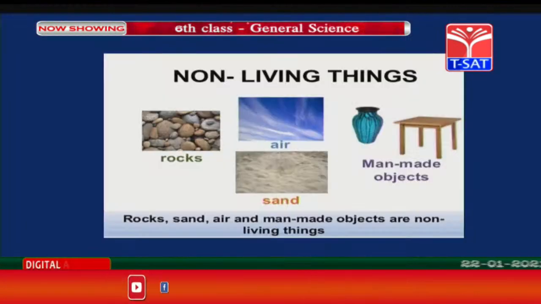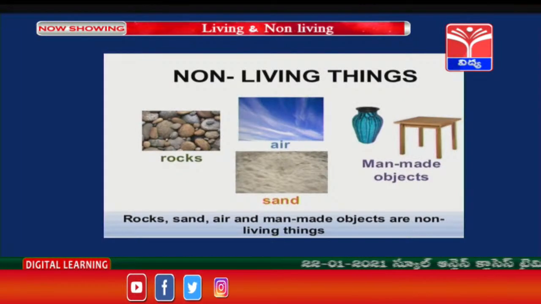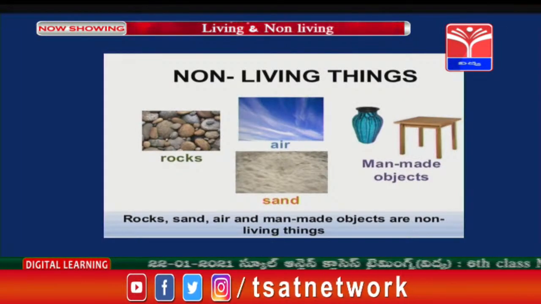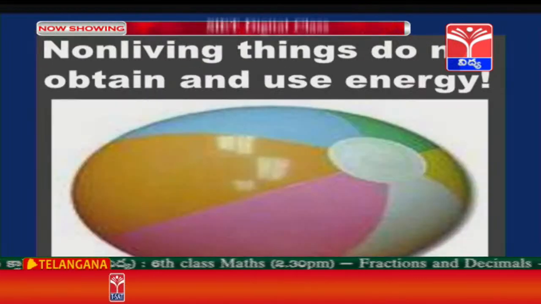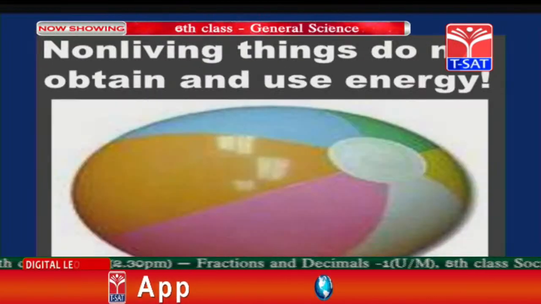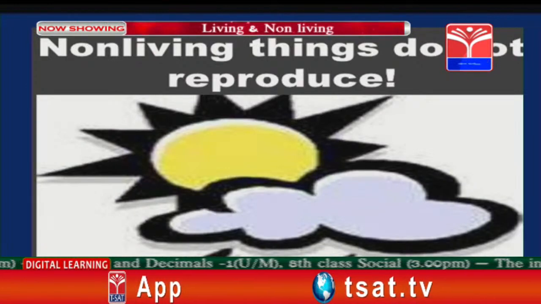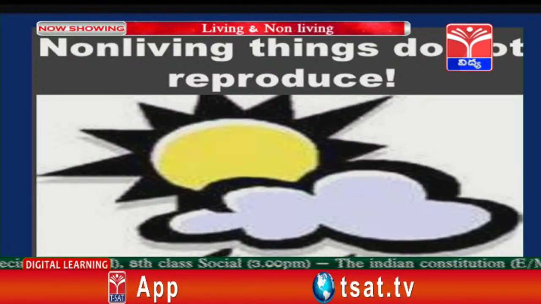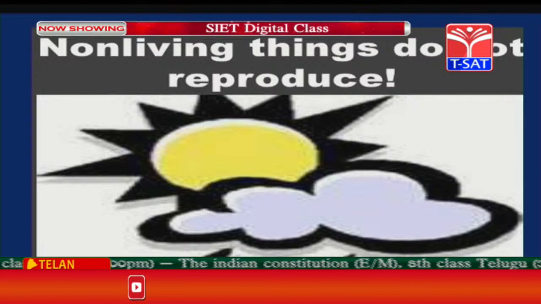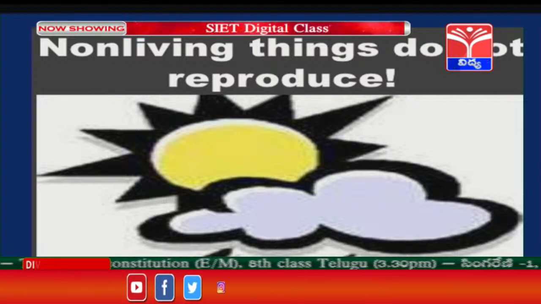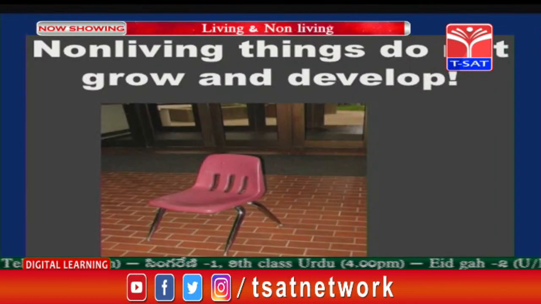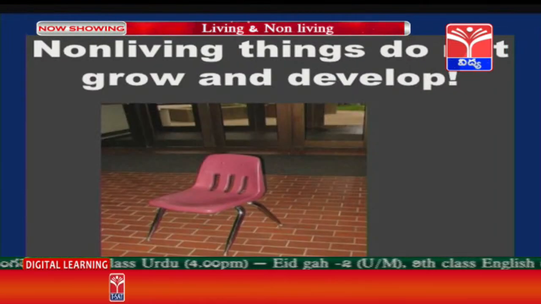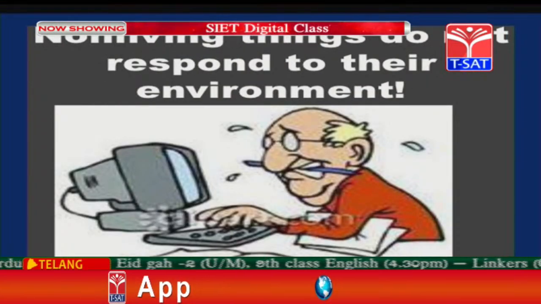Now here, let us see what the characteristic features of these non-living things are. See children here, non-living things: rocks, sand, air and man-made objects. Non-living things do not breathe. Next, they don't obtain and use energy. Non-living things do not reproduce. If we bring one table or one doll, does it become 2 or 3 dolls? No. So, they don't have the capacity to reproduce. Non-living things do not grow and develop, and non-living things do not respond.